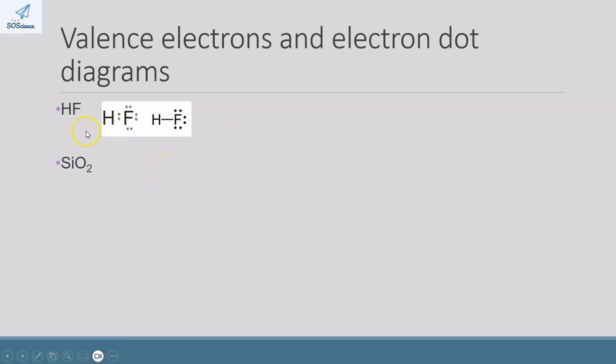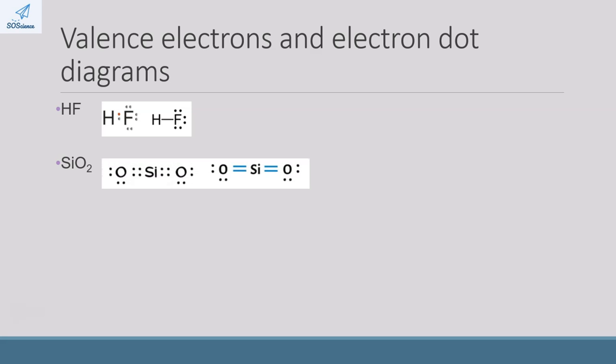Let's take a look at silicon dioxide. Silicon is a semi-metal. And remember that semi-metals bond covalently to nonmetals. So we're going to use the Lewis dot structure of covalent bonds for silicon dioxide. Silicon is in group 14. Therefore, it has 4 valence electrons. Each oxygen atom has 6 valence electrons. Silicon has a lower electronegativity than oxygen. Therefore, it will be the central atom.